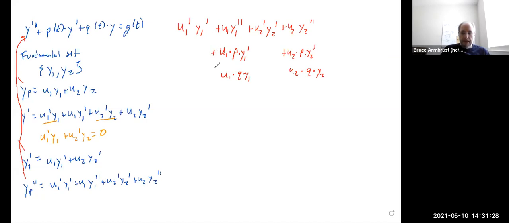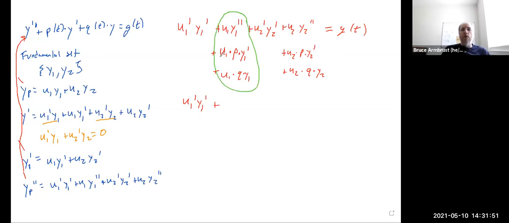And all that stuff's being added. And that needs to equal g of t. So I've got u1 prime y1 prime plus, all right, so let's look at all of this.